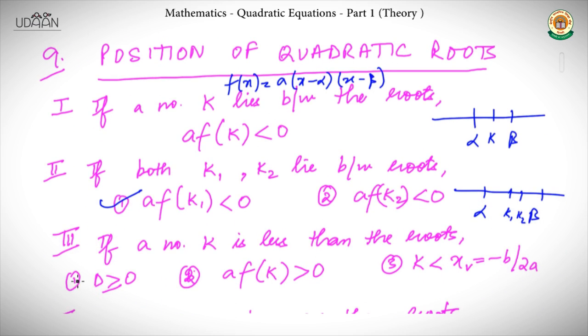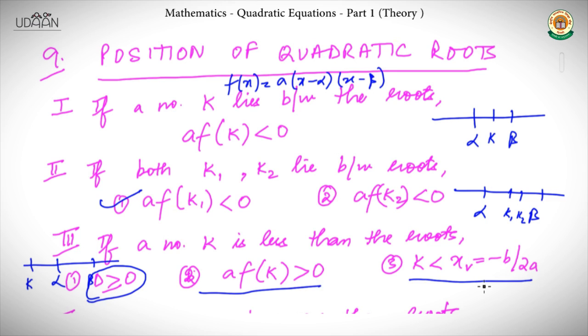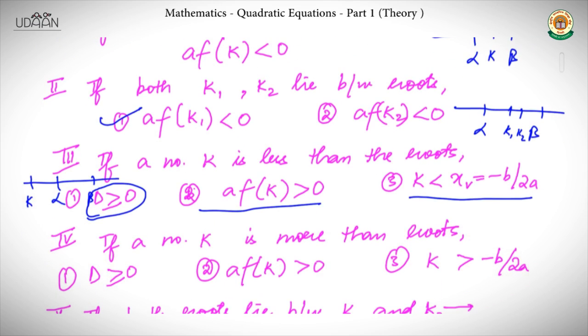Third, if a number k is less than the roots, that is, let these be the roots alpha and beta, and we define a number k that is less than both the roots, then firstly d is greater than or equal to 0, secondly a into f of k should be greater than 0, and thirdly the number k is less than the abscissa of the vertex point, that is, it should be less than minus b by 2a.